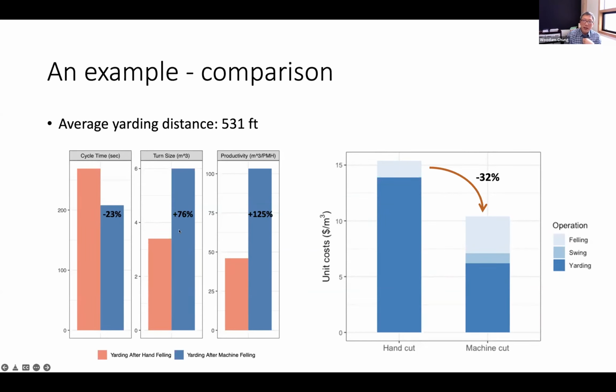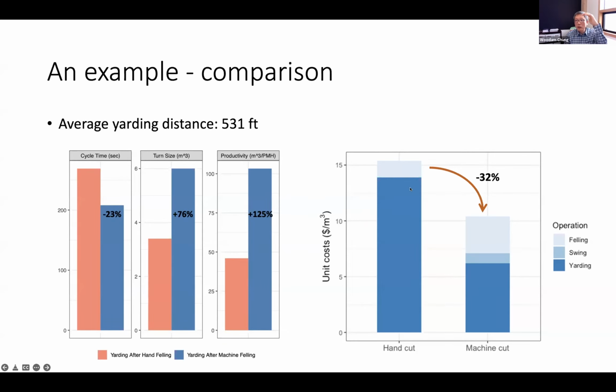And then turn size, as I mentioned, we were able to grab more wood per cycle. So the turn size increased by 76%. Because of these two factors, the productivity or efficiency of cable logging was actually doubled in the machine cut area compared to the hand cut area. So this difference in efficiency is reflected in treatment cost here, hand cut area versus machine cut area.